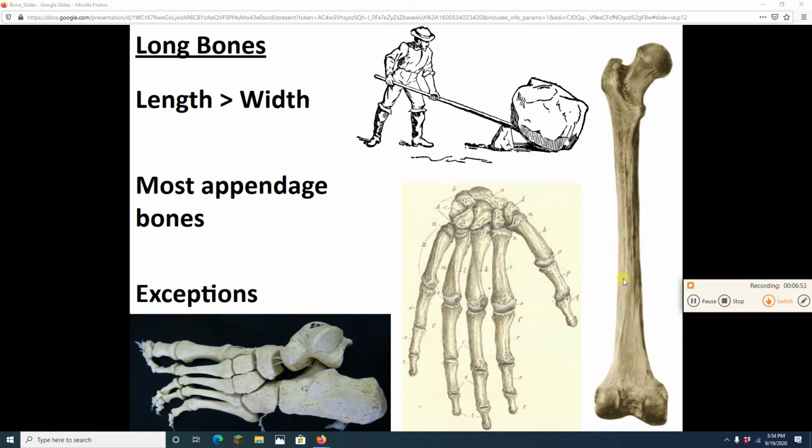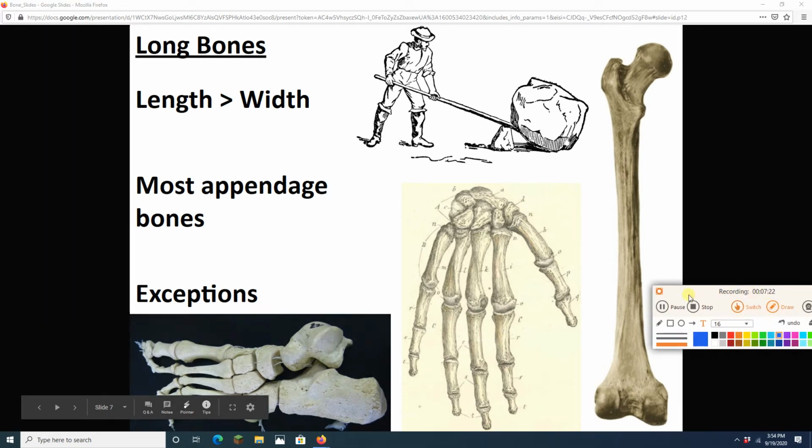In fact, almost all of your appendage bones, so almost all of your limb bones, are going to be long bones. So the bones in your arm, forearm, your hand, finger bones, even the littlest pinky bone is a long bone because of that length to width ratio. Toes and feet, the same thing. The only exceptions are the wrist bones.